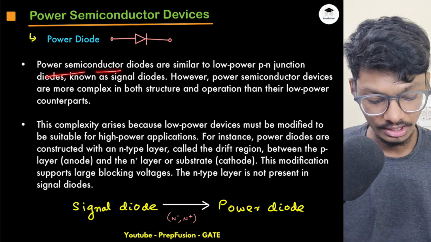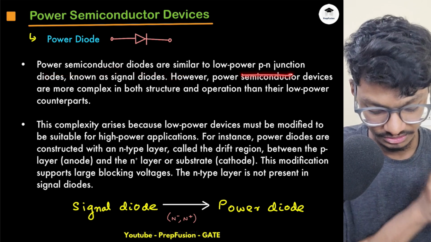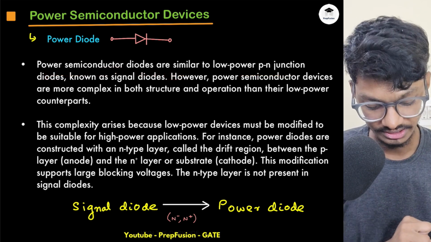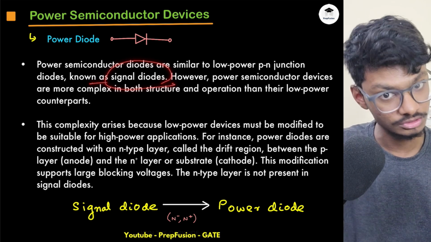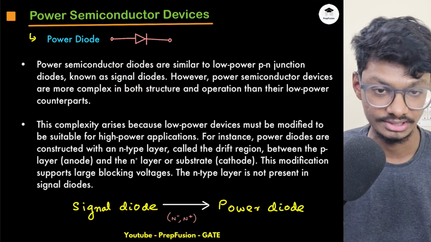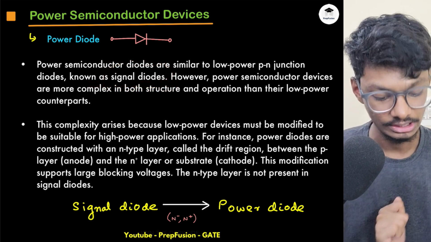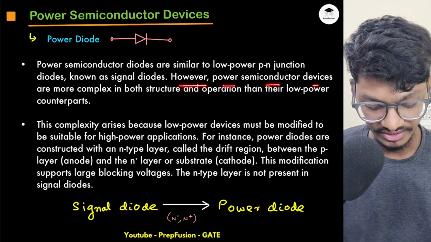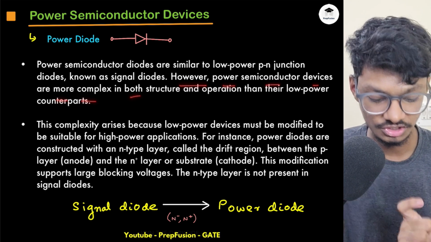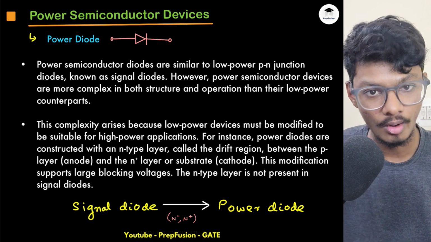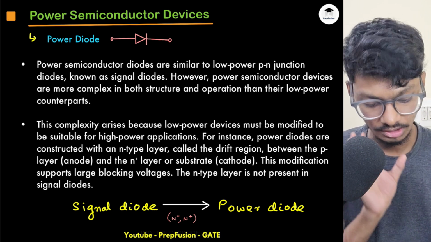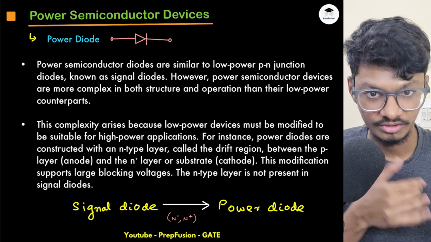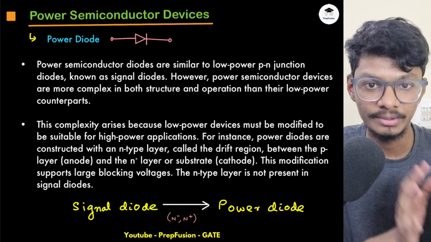Power semiconductor diodes are similar to the low power PN junction diodes which we studied in analog circuits, known as signal diodes. However, power semiconductor devices are more complex in both structure and operation than their low power counterparts. So the structure and operation of a power diode is a bit different and more complex.